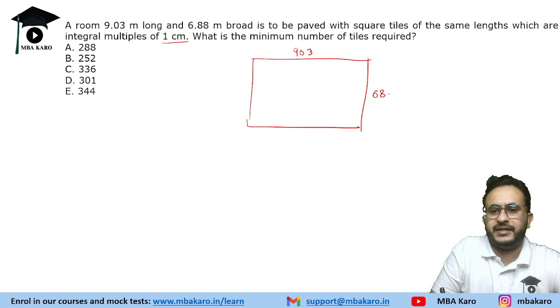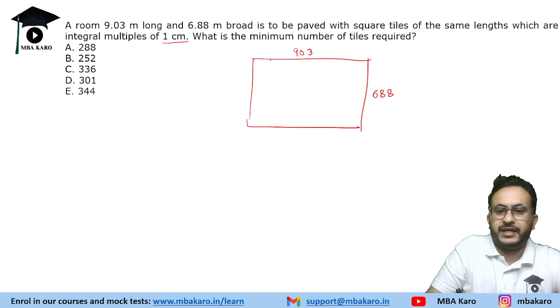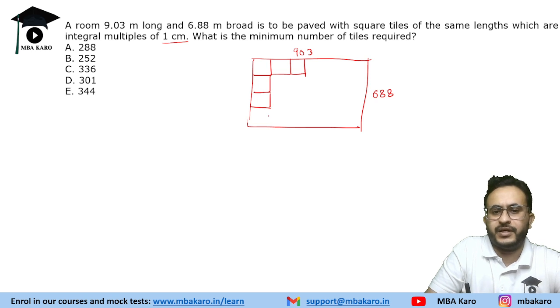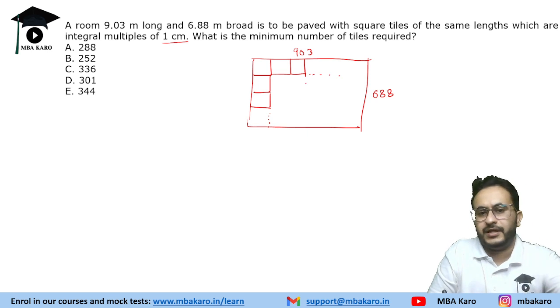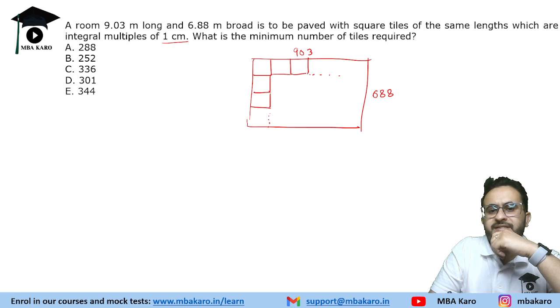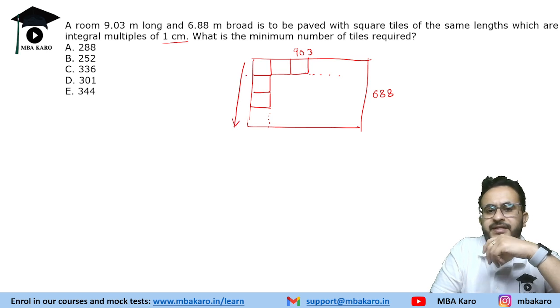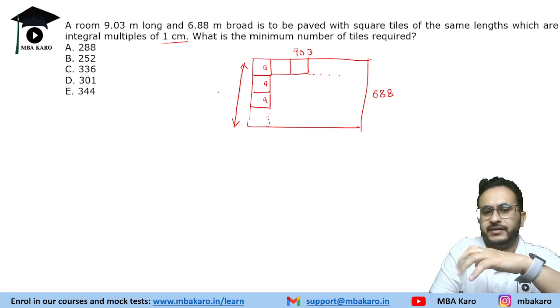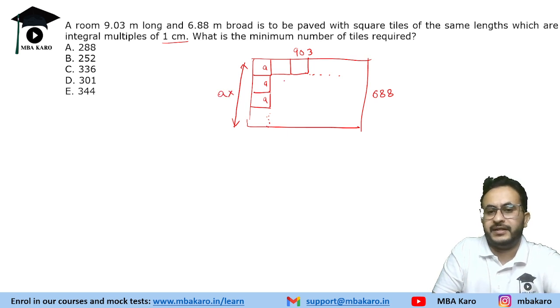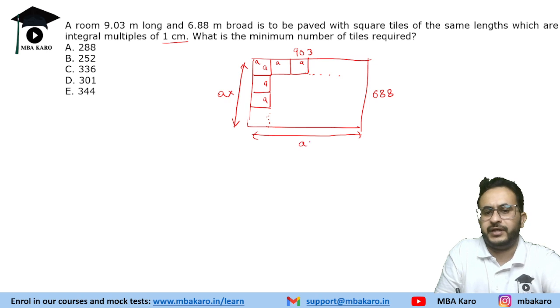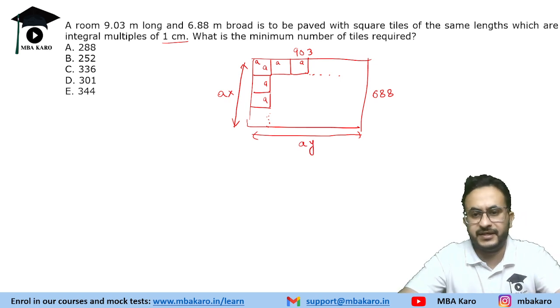903 and 688, right? Now there are square tiles. So this is the square. I'm just drawing it because there will be several squares. Now if there are square tiles, let us say its side length is a, so the length should be some multiple of a, a times x. And the width is also a multiple of a, so a times y. So that is the understanding behind this question.